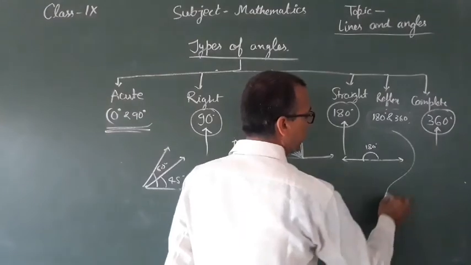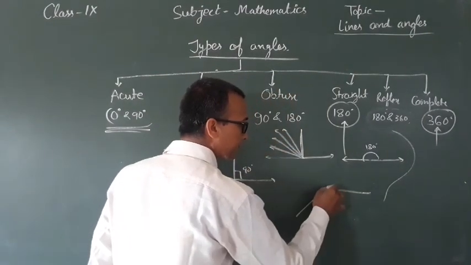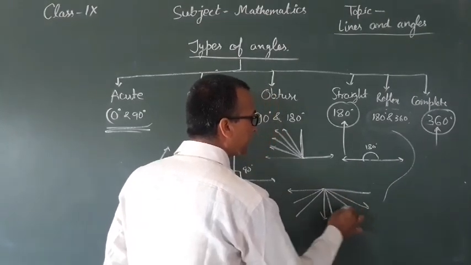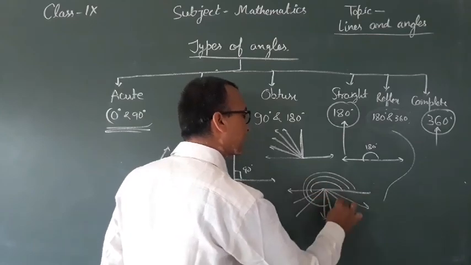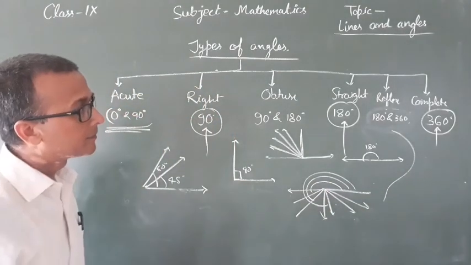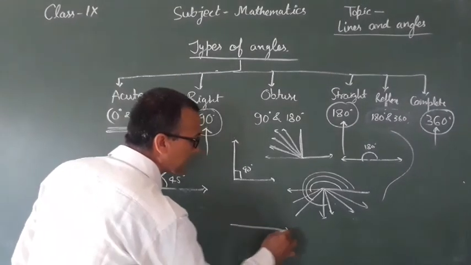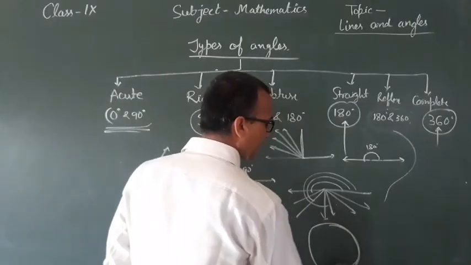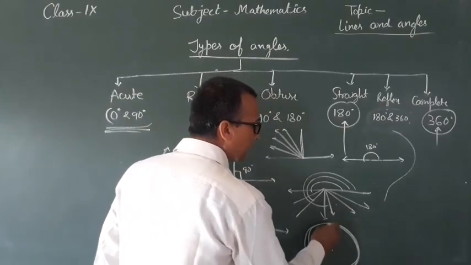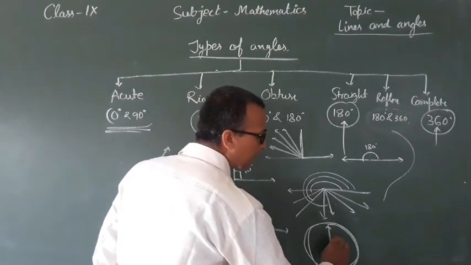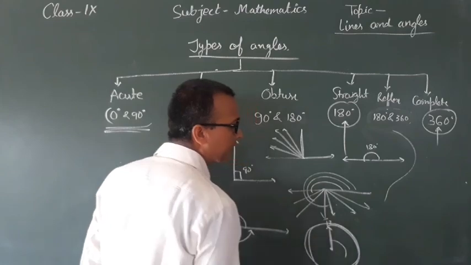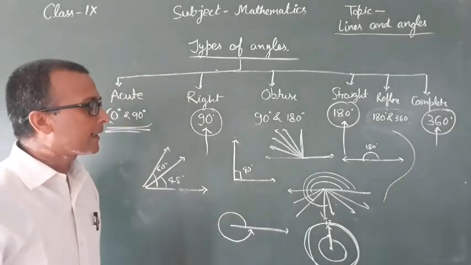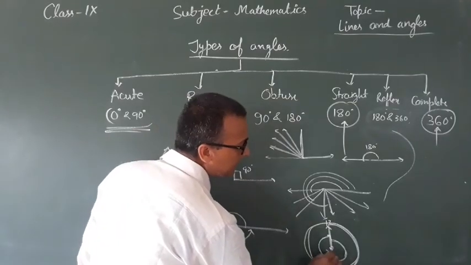Reflex angle is more than 180 degrees and less than 360 degrees. All these angles are reflex angles. And complete angle is exactly 360 degrees. It is basically one revolution. It is like in a clock, the big hand of the clock is at 12 right now. After 1 hour, one revolution is completed and it makes a 360 degree angle.